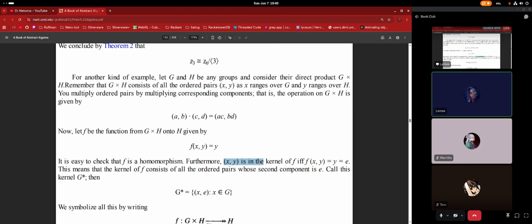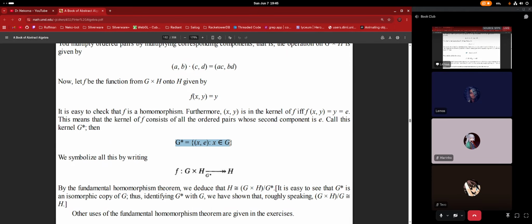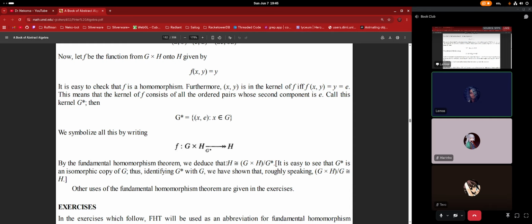Furthermore, this is the kernel, in which if and only if f grabbing the second is equal to e, that means that the kernel of f consists of all the ordered pairs whose second component is e. Call this kernel G star, then this is the definition, right? So pretty simple. We symbolize all this by writing this. So you start from the pairs, I use G star as the kernel, you go with the homomorphism to H. By the fundamental homomorphism theorem, we deduce that H is isomorphic to G×H by G star.